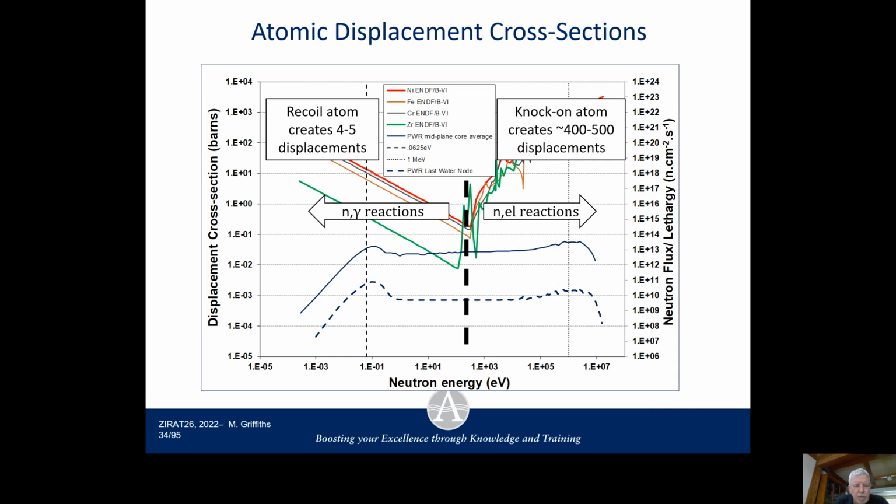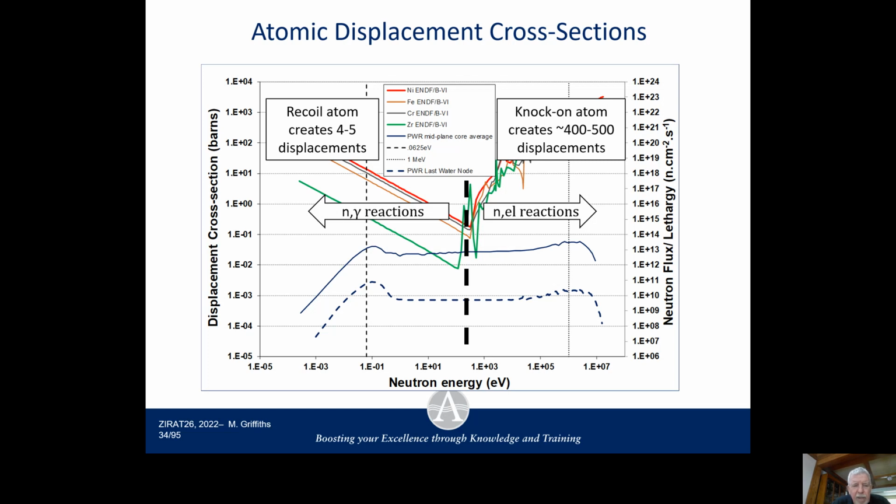Thinking about just simply displacements, though, here's a diagram showing the displacement cross sections. It's a measure of how much damage you get per neutron for different elements, nickel, iron, chrome, and I put zirconium on here just to show how good zirconium is and why it's used in the CANDU reactors where we only have natural uranium. You want as few of these absorption events as you can, and zirconium is particularly good at having a low thermal neutron absorption cross section.